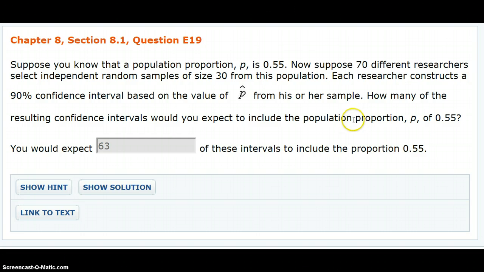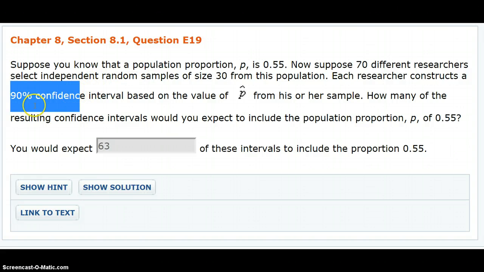Because not necessarily all of them will. In fact, we wouldn't expect all of them to. Because we're 90% confident, what that tells us is, on average, 90% of the time when we go through this process of selecting random samples, calculating a proportion, and getting this confidence interval, we will catch the true population proportion. So since we have 70 researchers, we would expect 90% of them, so 0.9 times 70 gives us 63 researchers whose interval would hopefully catch the proportion 0.55, assuming again that the sample really was random and there wasn't any bias involved.